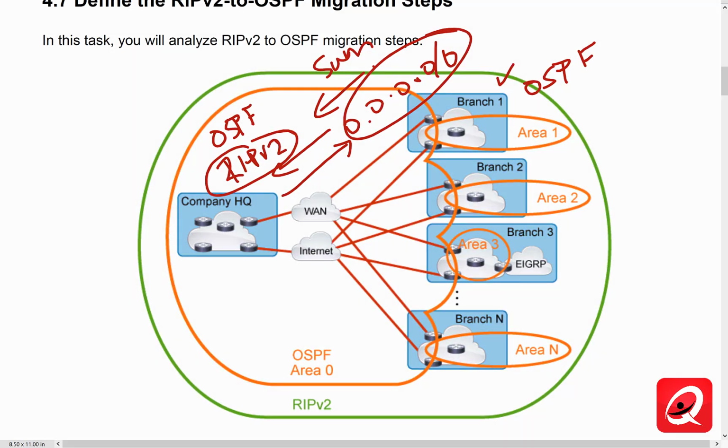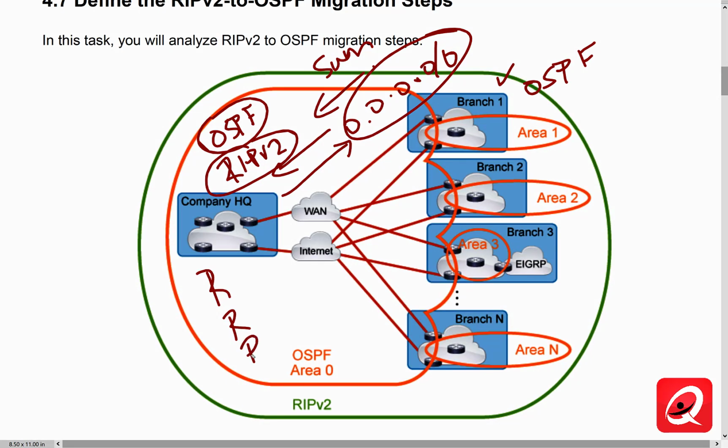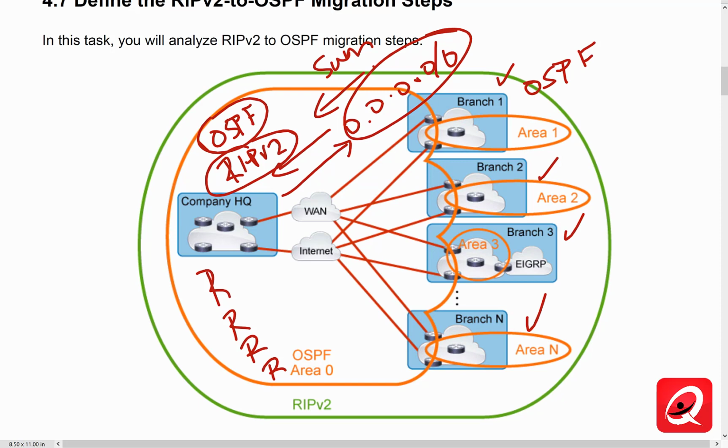HQ is still running RIP and OSPF. So it's going to have a bunch of RIP routes in the database for these branch locations. I don't see that there's any need to redistribute RIP into OSPF for that purpose, as long as we have reachability.